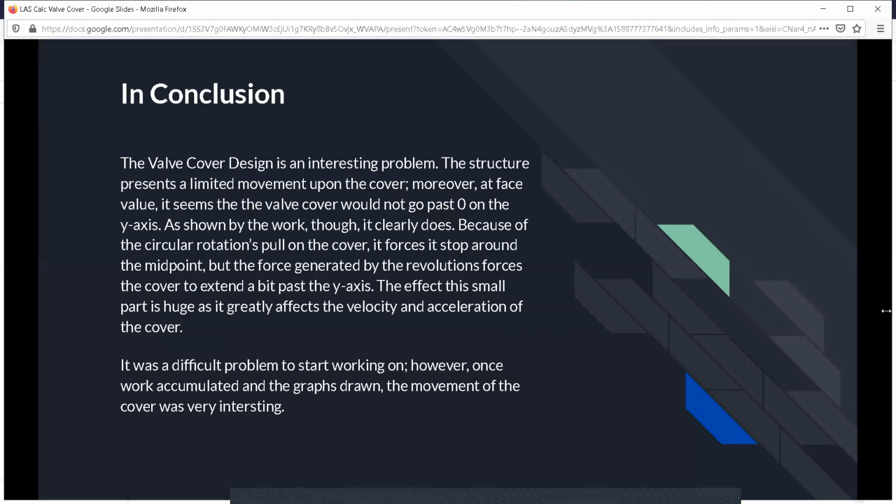It was a difficult problem to start working on. However, once the work accumulated and the graphs were drawn, the movement of the cover was very interesting.